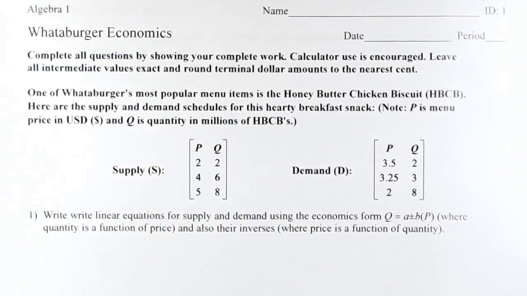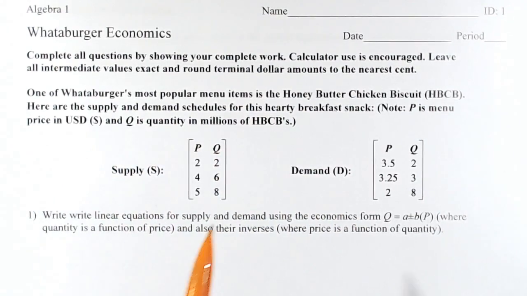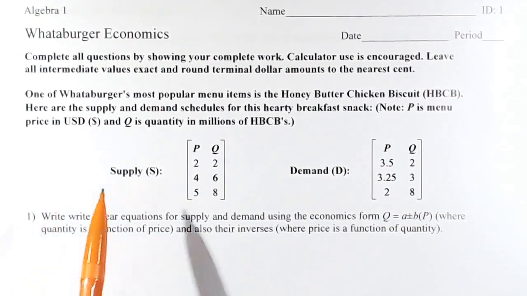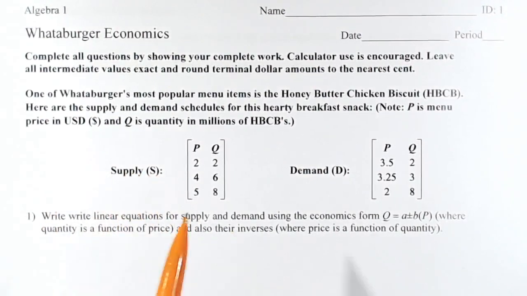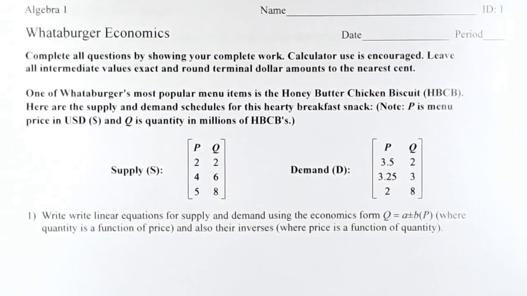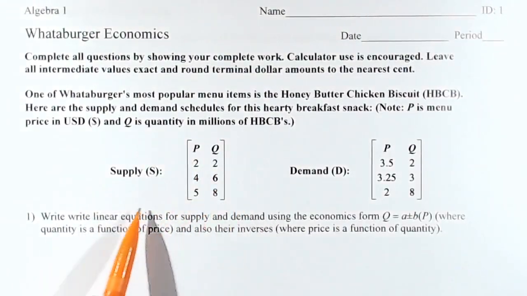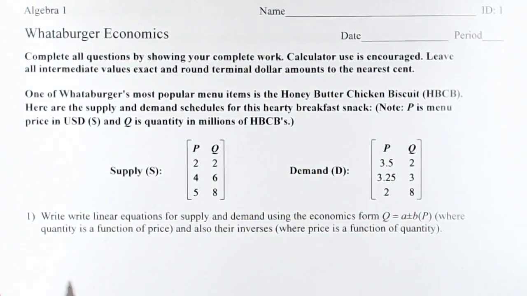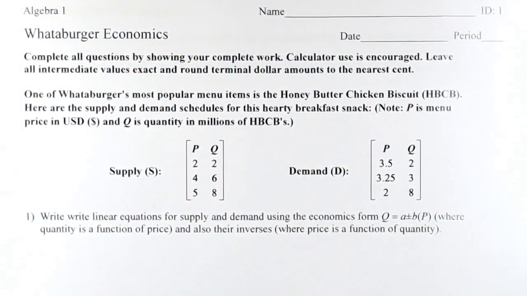Here are the supply and demand schedules for this hearty breakfast snack. Note, P is the menu price in US dollars and Q is the quantity in millions of honey butter chicken biscuits. We're given information for a line that we'll call supply and a line that we'll call demand. It's not stated in this problem, but we'll be able to determine through analysis that these are going to be linear curves. Remember, linear means straight lines. There's going to be a line generated from this supply data and a line generated from this demand data.